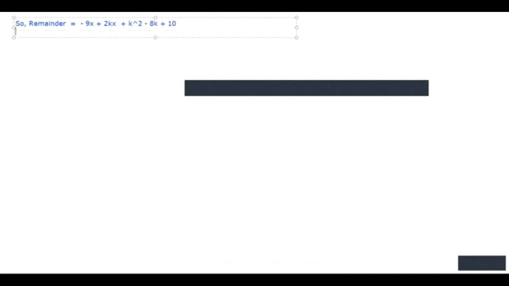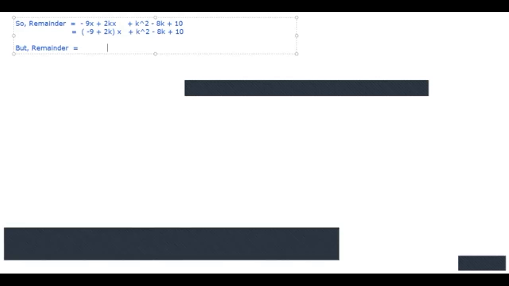Minus 9x plus what? 2kx, correct. Plus k square minus 8k plus 10. Now see, now here I will take out x common. So what remains? Minus 9 plus 2k into x. Yes or no? Plus k square minus 8k plus 10. I have taken out x common from the first two terms. Why? I will tell you.